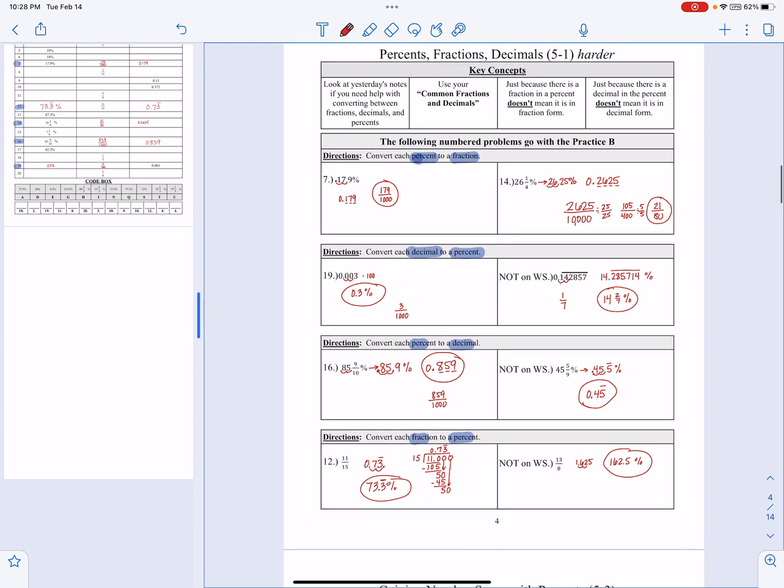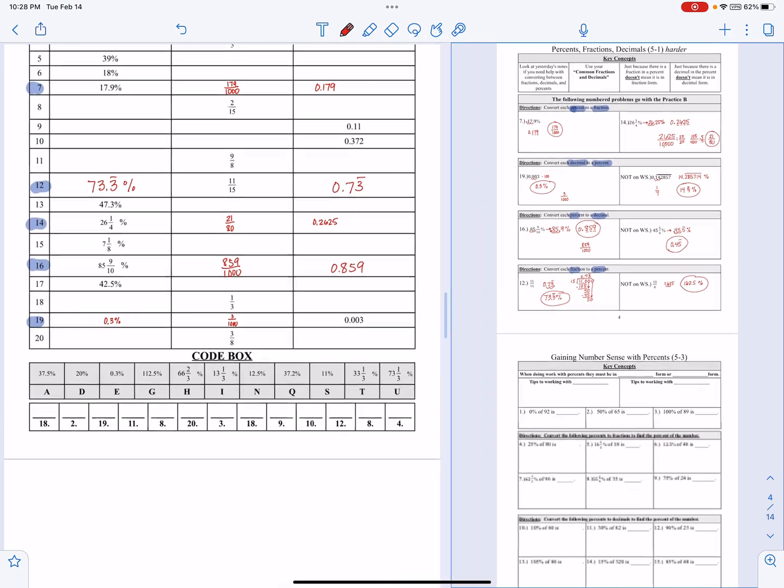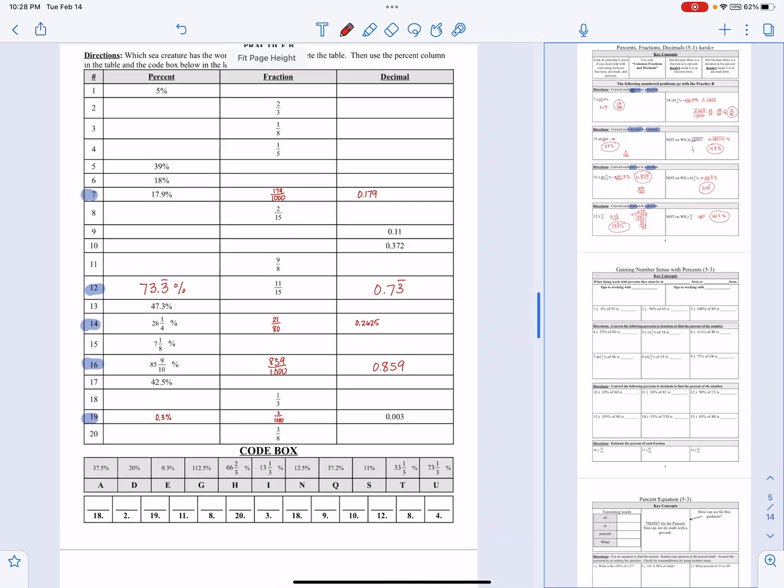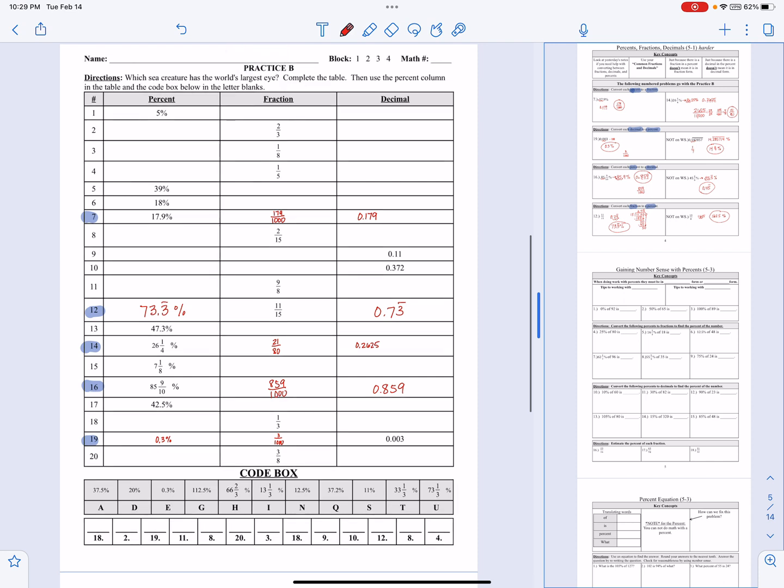So there's your more difficult fraction, percent, decimal type problems, but you can see the process is the same. So now focus your attention back on practice B, and your job then is to go through that process and fill in the blanks for all the other ones. And then you can find those different answers in the code box and figure out the secret word. Good luck.